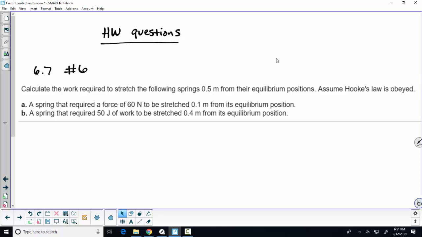Calculate the work required to stretch a spring 0.5 meters. Okay, so here's one of the tricky things about these problems. Just make sure your units are what they need to be before you start working with them. So they're all in meters. That's fine. So the work required to stretch the following spring 0.5 meters from the equilibrium: a spring that required a force of 60 newtons to be stretched 0.1 meter from its equilibrium position.